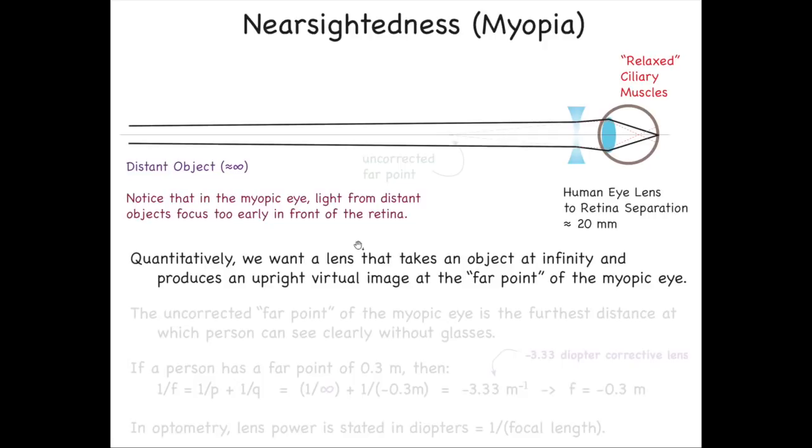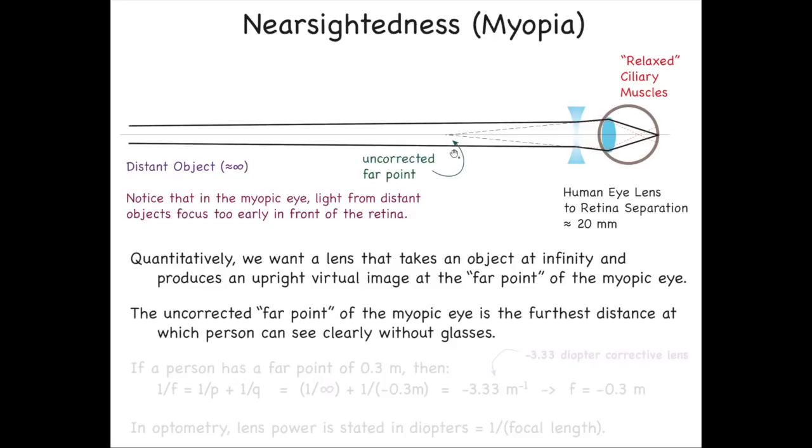Quantitatively, if we want to figure out what prescription we need to fix a particular amount of myopia, we have to realize that what we really want is to take an object at infinity and produce an upright virtual image at the far point of the myopic eye. That is, we have an object way out here at infinity. You can imagine a big glowing arrow out here. And what this negative lens wants to do is to produce a virtual image of that object right here, the uncorrected far point of this eye.